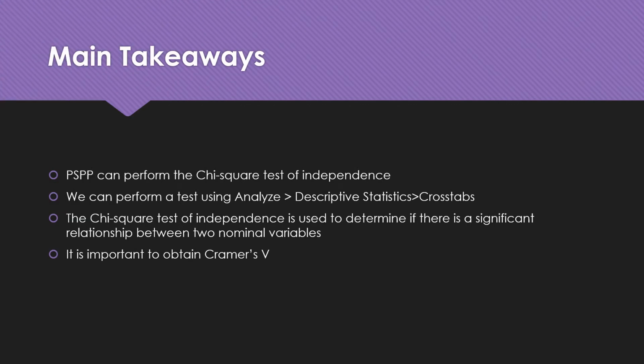Main takeaways. Some of the main takeaways that we observed were, first, PSPP can perform the chi-square test of independence. Secondly, we can perform the test using analysis, descriptive statistics, crosstabs. Another takeaway is the chi-square test of independence is used to determine if there is a significant relationship between two nominal variables. And the last takeaway, it is important to obtain Cramer's V.